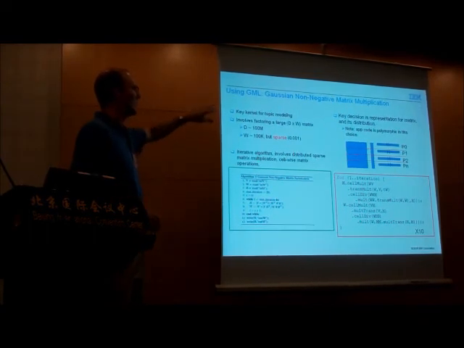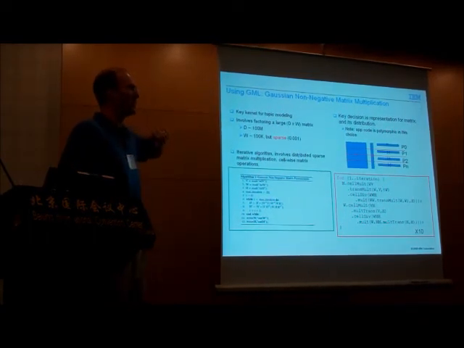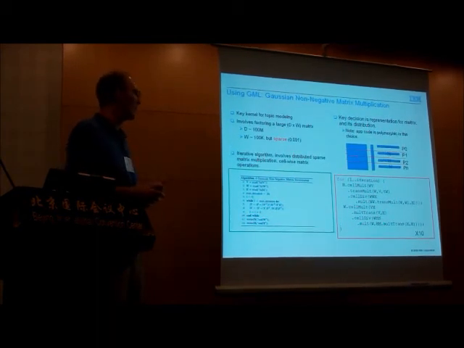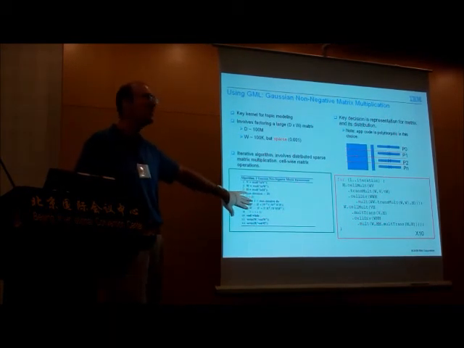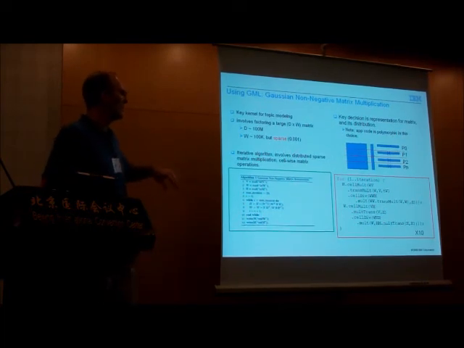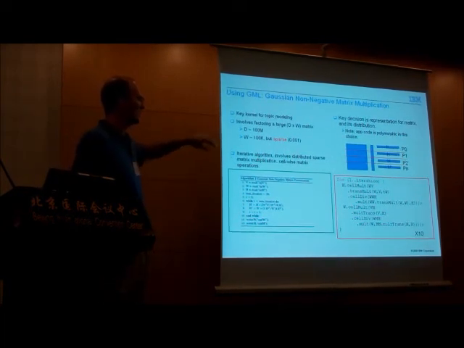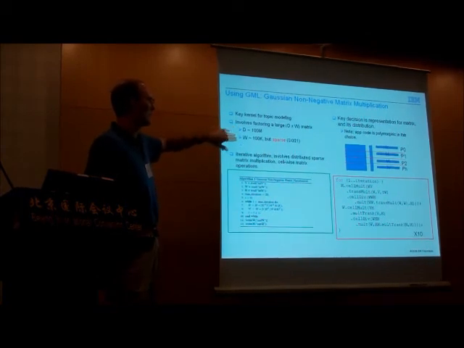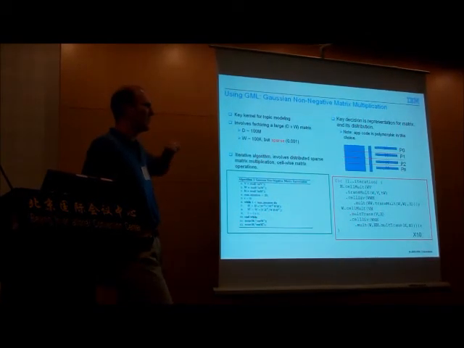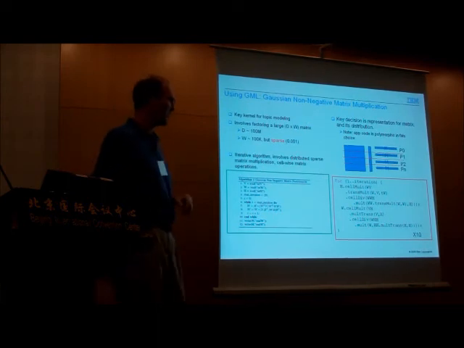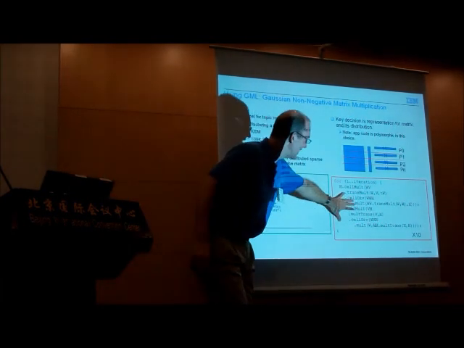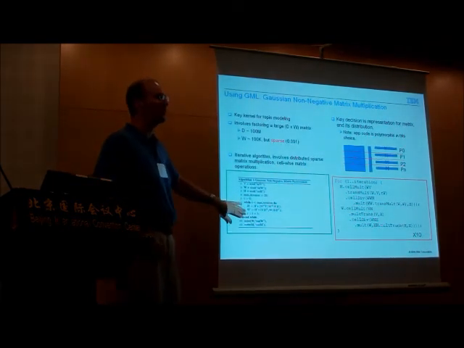So here's an algorithm you might like to do, Gaussian non-negative matrix multiplication. It's at the core of some machine learning algorithms. Mathematically, it's this. You're dealing with some sparse matrices where D is about 100 million entries, W is about 100,000 but very sparse, and you want to do this iterative computation on it.